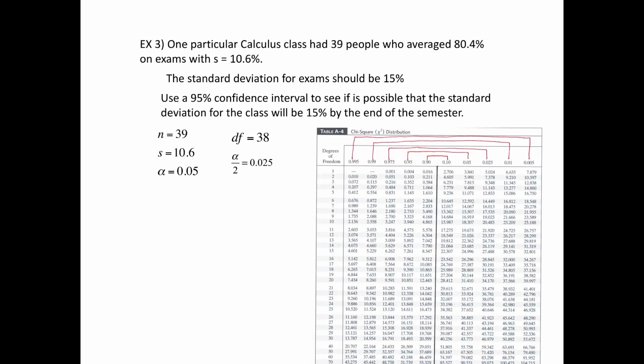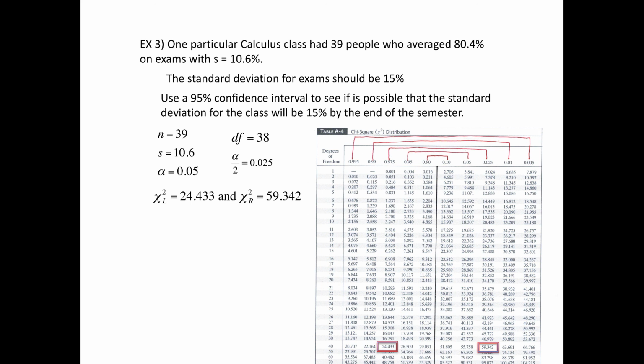Now we're ready for the table. Using 0.025 would be this column right here, and then go down to right here. Again, there is no degrees of freedom of 38, so over here use 40. And then this 0.025 connects with this one, so move down to right here. So there are the two critical values. Chi-squared left, 24.433, and chi-squared right, 59.342.